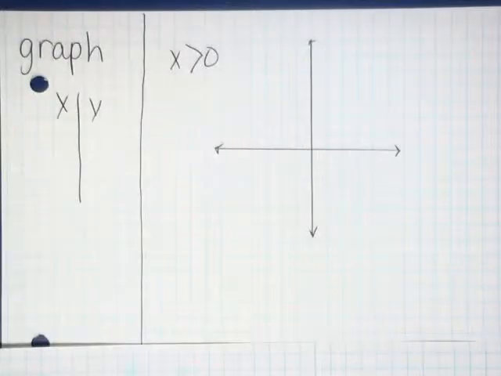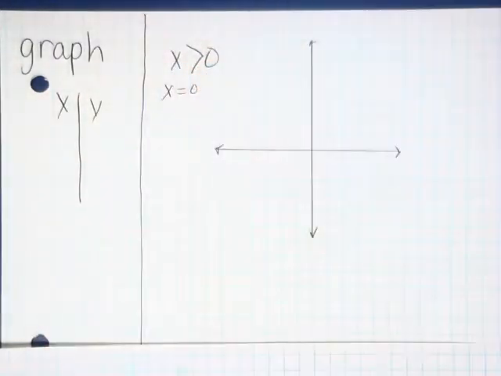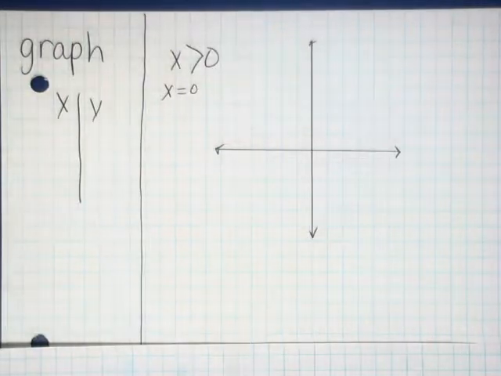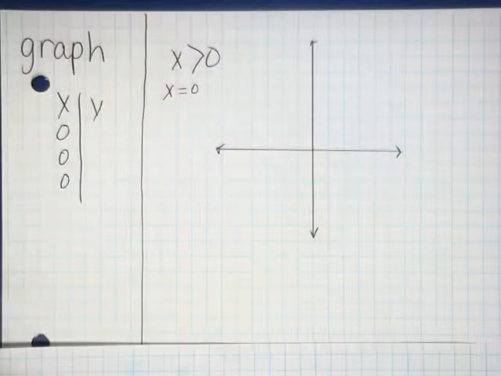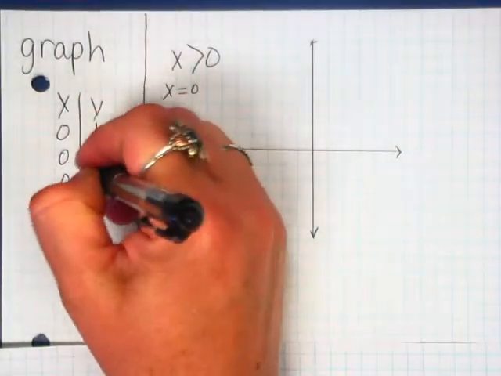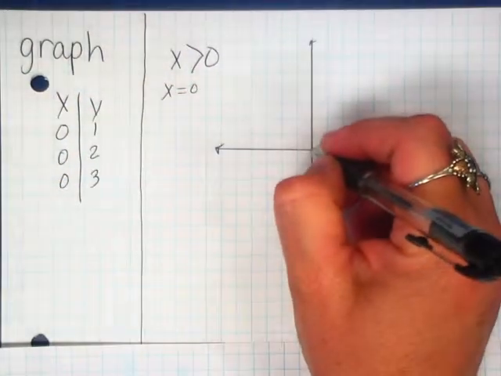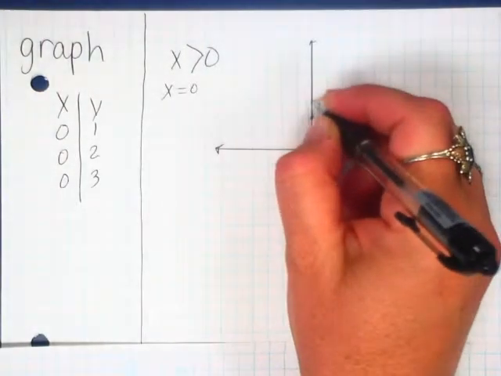Okay, so now we have a couple of special ones we want to look at. What happens when there's only an x or there's only a y? So remember, we're going to treat it like an equal sign. And what I have is x equals 0. So that means no matter what, x is going to equal 0. So if I plug it in, I find that y can be anything because it doesn't matter. x equals 0. Everything else goes right along with it. So 0, 1, 0, 2, 0, 3.